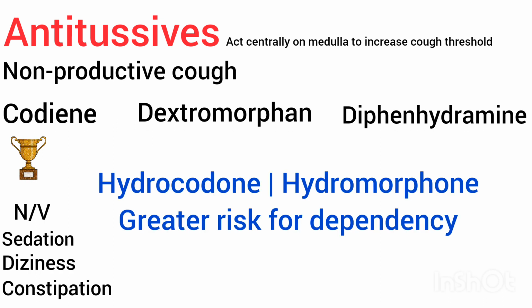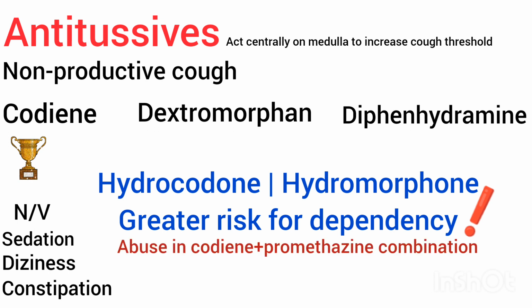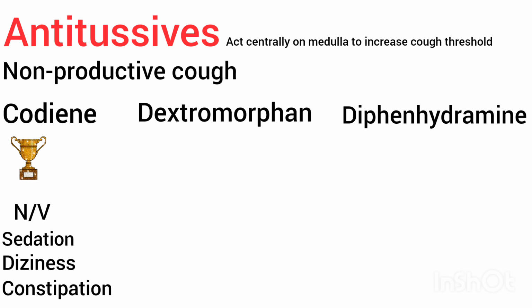Hydrocodone and hydromorphone have similar efficacy, but they are associated with a greater risk of dependency. Abuse of the combination of codeine and promethazine hydrochloride, known by the street names of lean and purple stuff, has been popularized by hip-hop culture. Dextromethorphan is a codeine analog, and it's considered approximately equipotent with codeine.